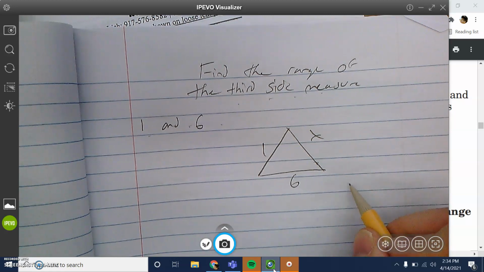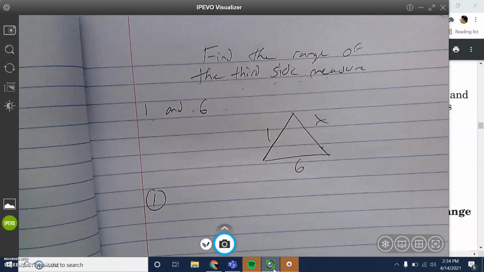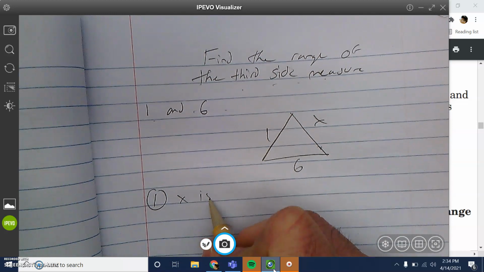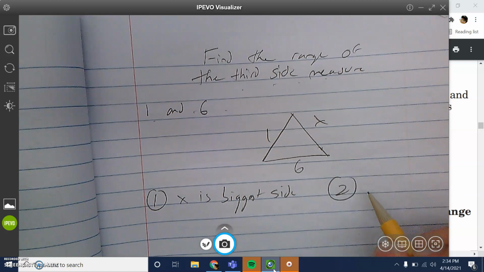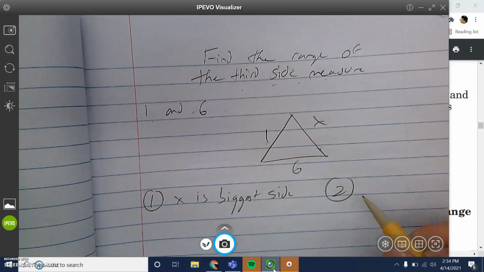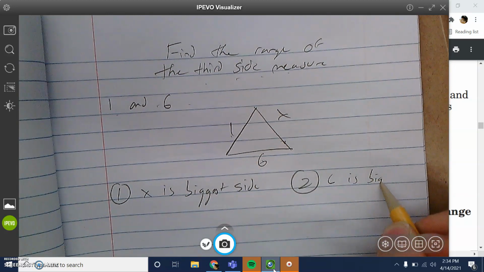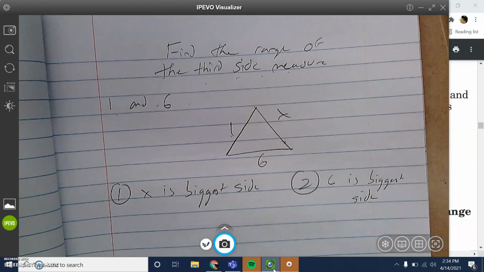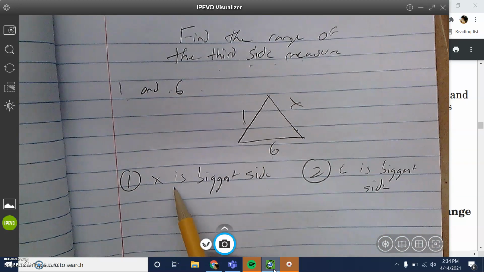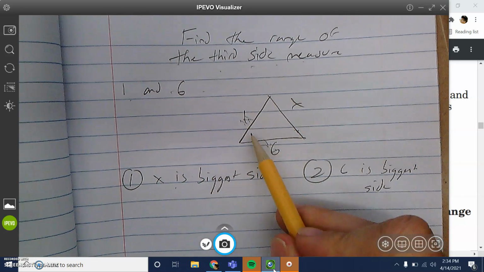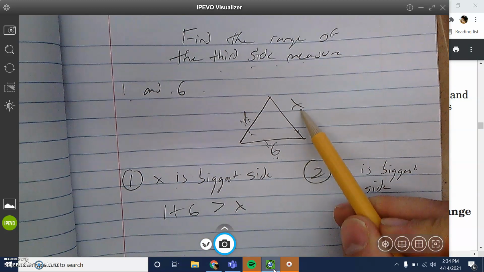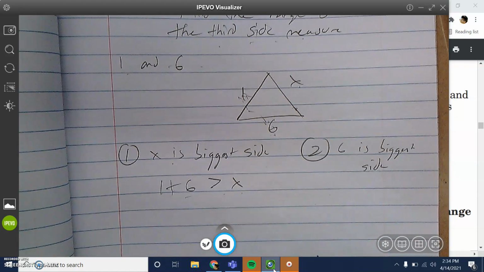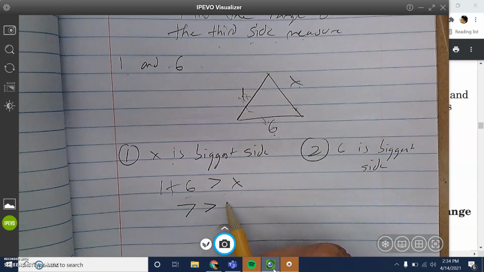Okay. So, what are the two stipulations? Number 1, x is the biggest side. And what else? Well, 1 can't be the biggest side. That would mean 6 is the biggest side. Cool. So if x is the biggest side, that would mean we have to add up the two smaller sides. So that's 1 plus 6 has to be bigger than x. Like if x is the biggest side, this would be 7 or 8 or 10 or whatever. So 1 plus 6 would be bigger than x. So that would be 7 has to be greater than x.